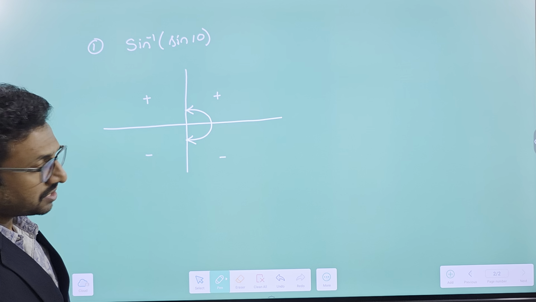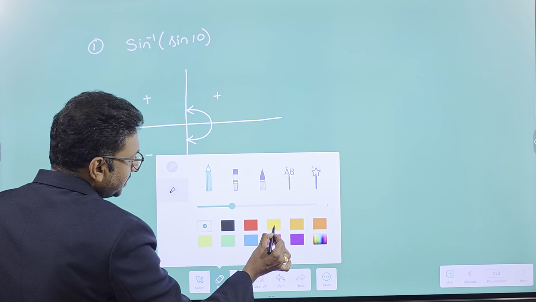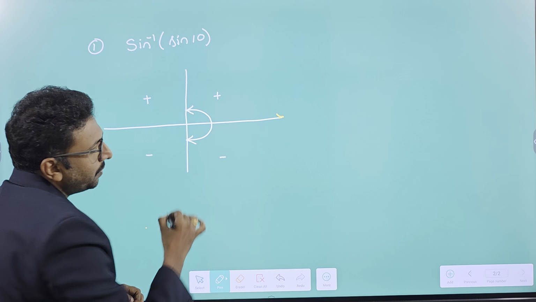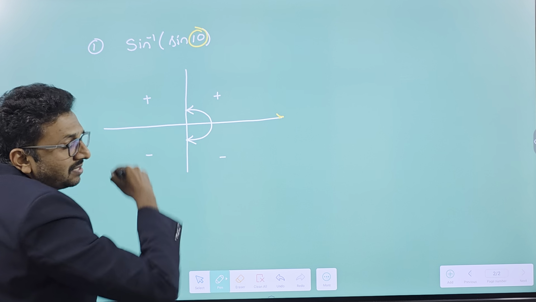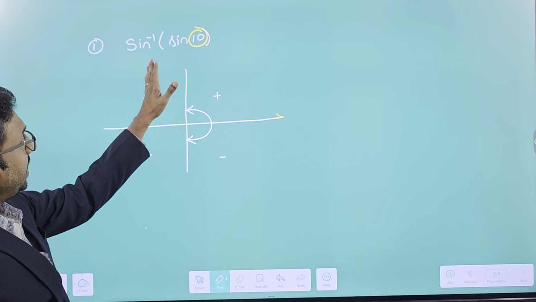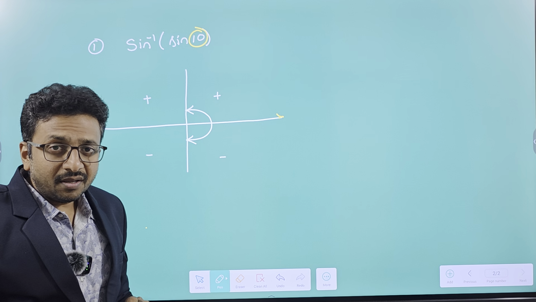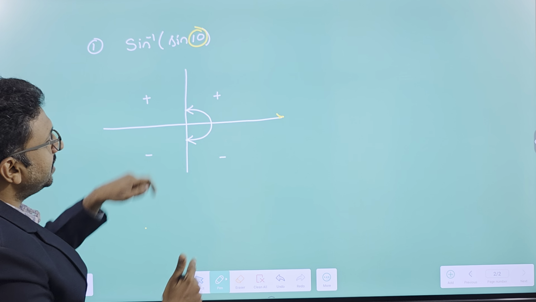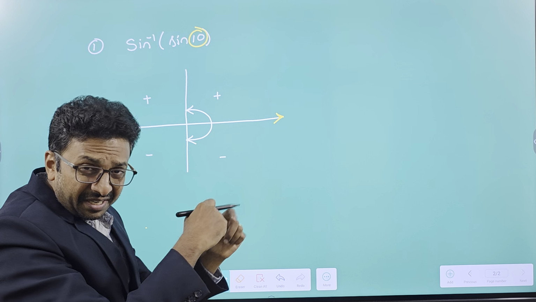Now once you have this quadrant diagram, then the process is quite simple. So first we start with the initial position of the ray and rotate the ray through whatever angle is given here. So sine inverse of sine 10, no unit is given, so the obvious units are radians. So you have to rotate this ray from the initial position through 10 radians.